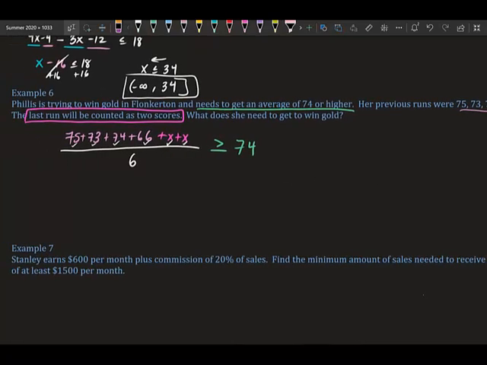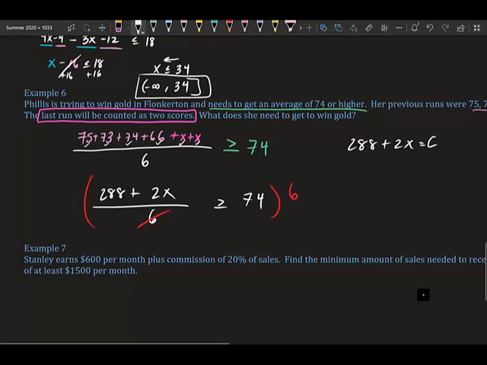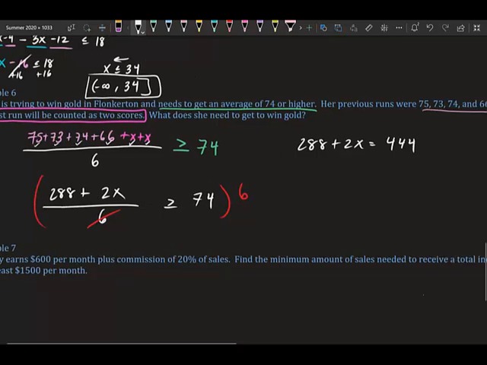So 75 plus 73 plus 74 plus 66, we get 288. x plus x is 2x, and that's all divided by 6, and that's greater than or equal to 74. Let's go ahead and get rid of that fraction. So we're going to multiply both sides by 6. What that leaves us with is 288 plus 2x equals 74 times 6. So 74 times 6 is 444.